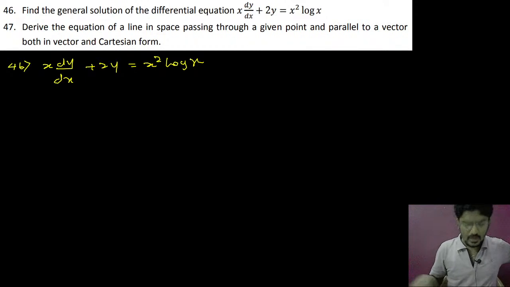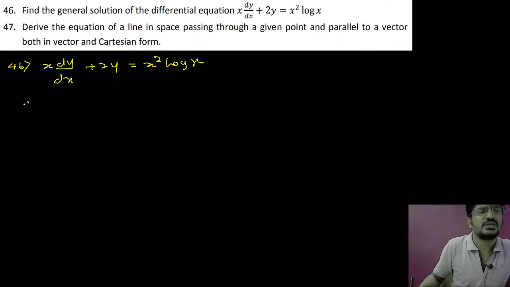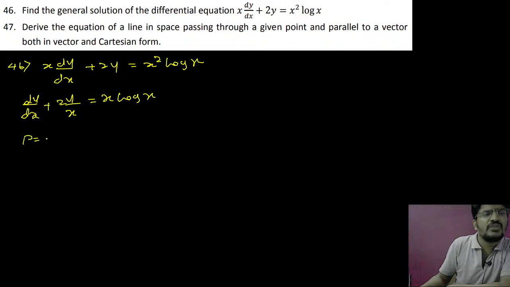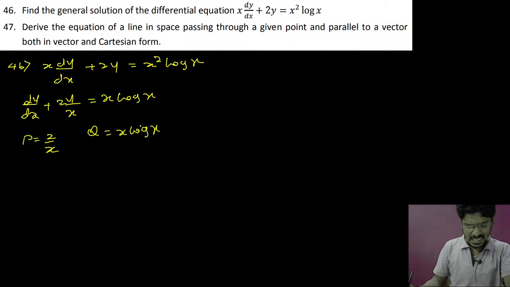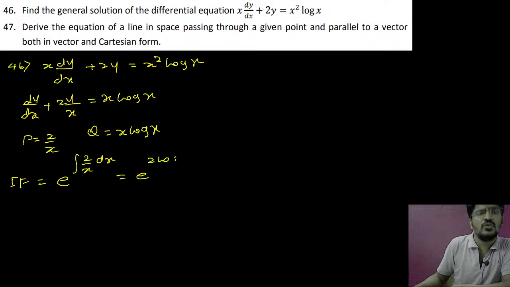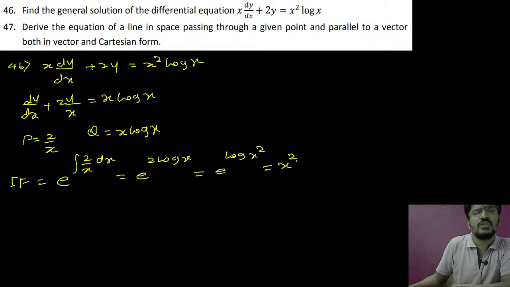Clear? Okay. So now dividing both sides by x, that will be dy by dx plus 2y by x equal to, if divided by x, x log x. So now I can say p value is 2 by x, q value is x log x, and this is a linear differential equation. Now the integrating factor will be e to the power of the integration of 2 by x dx. So that will be e to the power of 2 log x, which I can write as e to the power of log x square. So the integrating factor will be x square.